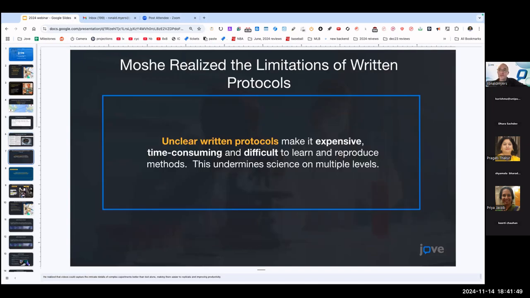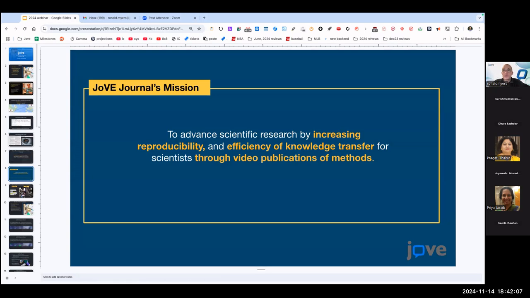So as Moshe learned, written protocols are not clear, and a lot of times this requires traveling. This really hurts science and slows things down, and costs money. So the journal's mission is to advance science by increasing reproducibility and efficiency of knowledge transfer. And what I mean by that is knowledge transfer within the lab or outside of the lab. For example, if you have a postdoc in your lab who's an expert on a particular technique, and they're leaving, they're moving on to another position, you don't want to lose that knowledge. So by creating a JoVE video within your lab, you can use that video for training current and incoming scientists.